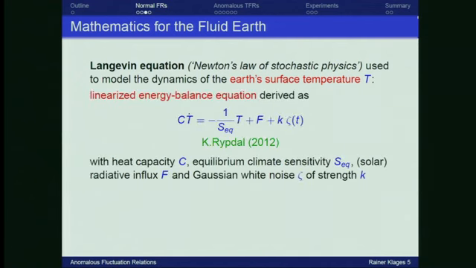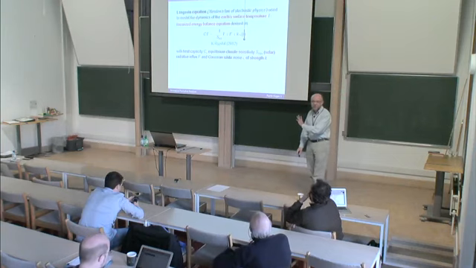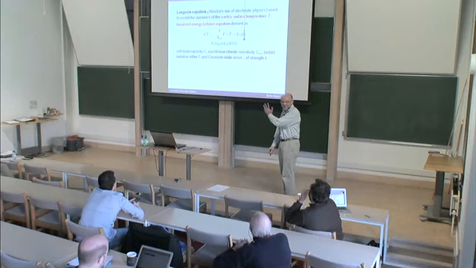Namely, Ripdahl came up with this linearized energy balance equation derived in this way. So T is the temperature. On the left-hand side, you have the time derivative of the temperature. C is the heat capacity. The first term is the kind of friction, which he derived as a linearization from the Stefan-Boltzmann law, where S equilibrium, he called the equilibrium climate sensitivity. F is the solar radiative influx, so the field. And then we have the stochastic forcing, stochastic perturbation. Don't ask me details about the justification. I'm afraid I'm no geophysicist, but at least that's what you can find in this paper. That's all I can say.